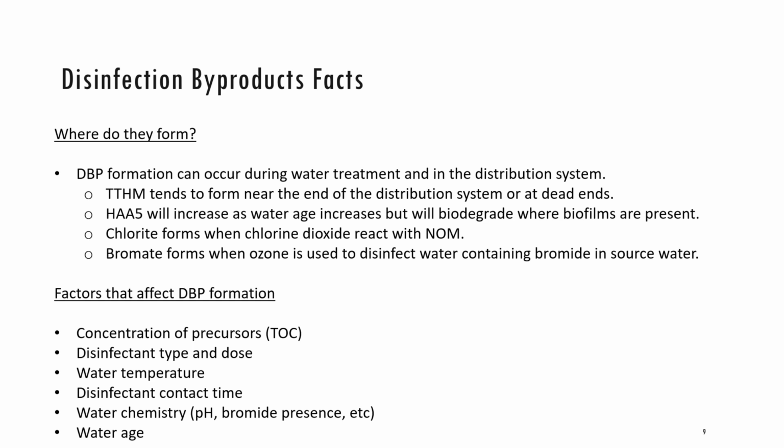There are various factors which can affect the formation of DBPs. The concentration of TOC in the source water, disinfectant type and dosage can affect how much DBPs form as well. Chlorine tends to produce the most DBPs. Chlorine dioxide and chloramines produce less, and ozone does not form TTHM or HAA5, but again, it can form bromate.